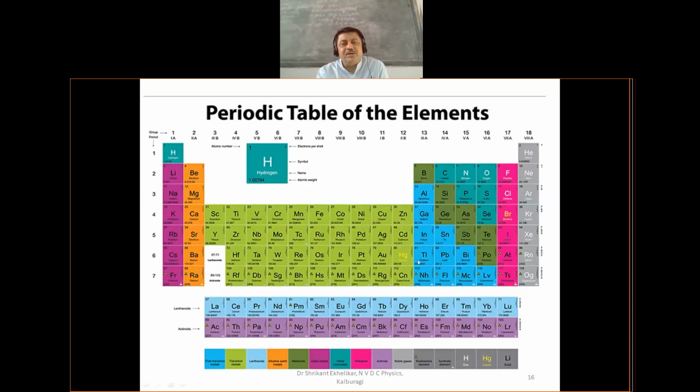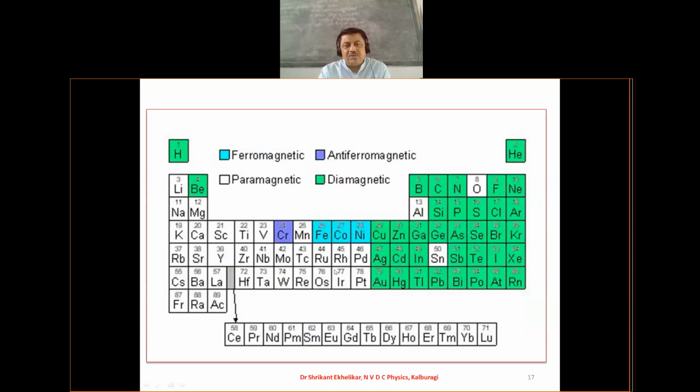So I was mentioning the periodic table. You can see all these elements from hydrogen, lithium, sodium. Then here you have iron, cobalt, nickel, manganese. So this line is ferromagnetic materials. These are lanthanides and actinides. So I will show you.